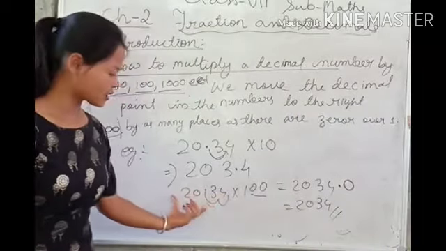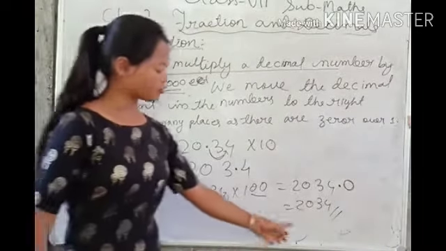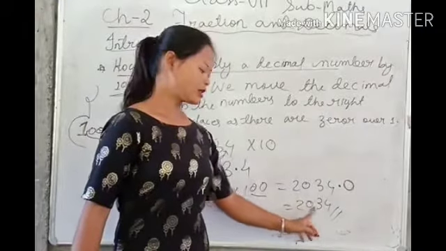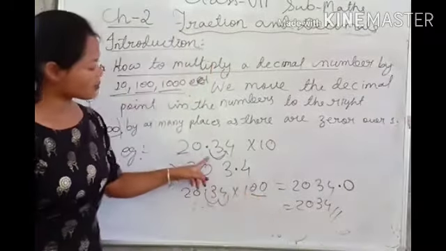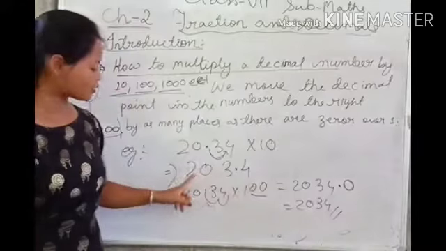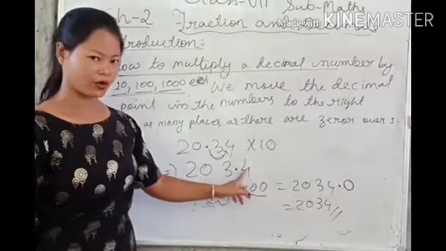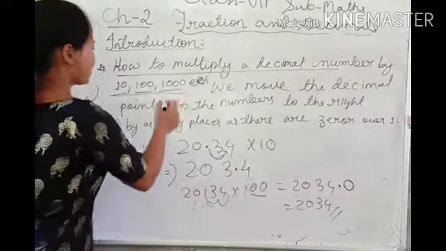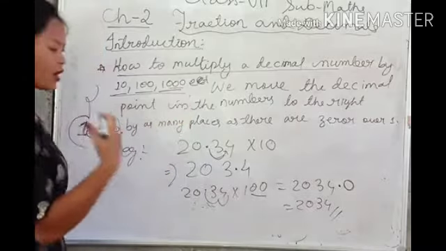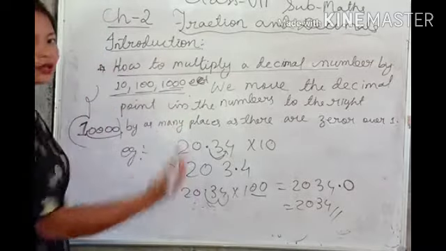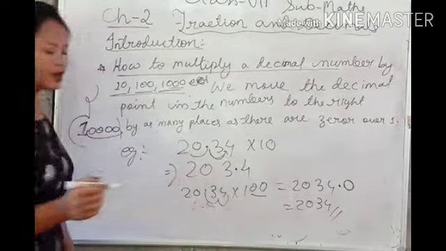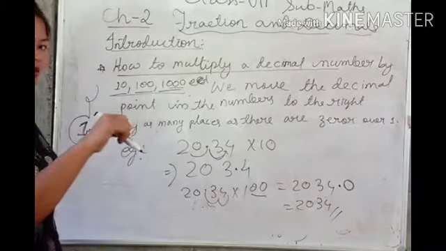So that means when 20.34, this decimal number, is multiplied with 100, you will get how much? 2034. And when this decimal is multiplied with 10, then you will get what? 203.4. So hope you have understood. According to the zeros, you have to shift the decimal to the right side, not to the left side. Okay, remember, not to the left side, you have to shift to the right side.